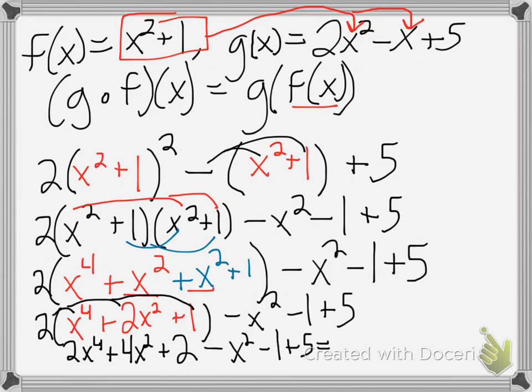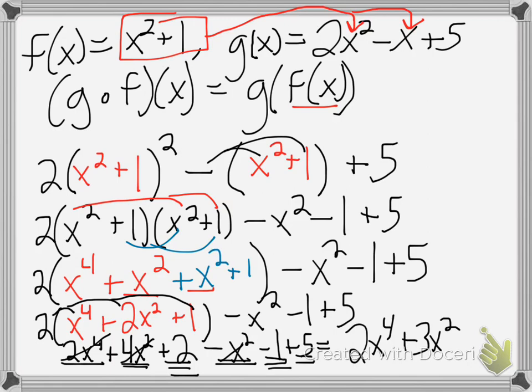Okay, I may have room to write the final answer. 2x to the fourth, there's only one of them, so I bring it down by itself. 2x to the fourth, cross it out to show that I'm done. 4x squared minus x squared gives me plus 3x squared. Again, I'm going to cross it out to show that I'm done. And finally, plus 2 minus 1 plus 5. So 2 minus 1 is 1, and then 1 plus 5 is 6. So my final answer is going to be plus 6.